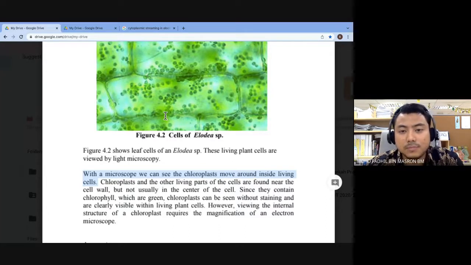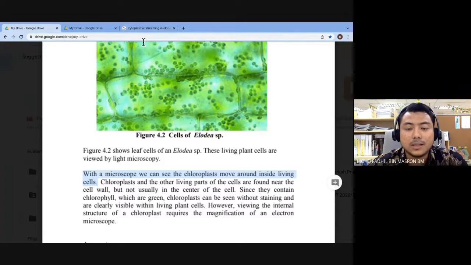That means the chloroplast moves. Okay, later we will see the movement of this chloroplast, which we are going to call streaming chloroplast movement. Okay, later we will see. Cytoplasmic streaming of chloroplast. Okay, chloroplast and the other living parts of cells are found near the cell wall. It is near the cell wall, but not usually in the center of the cell. It means not in the middle of this cell.